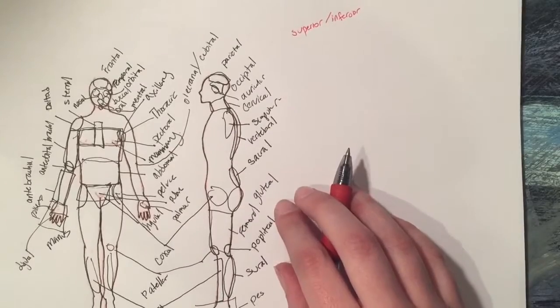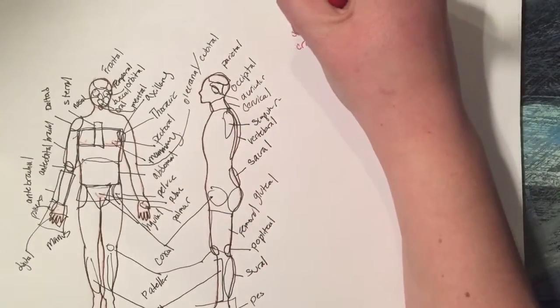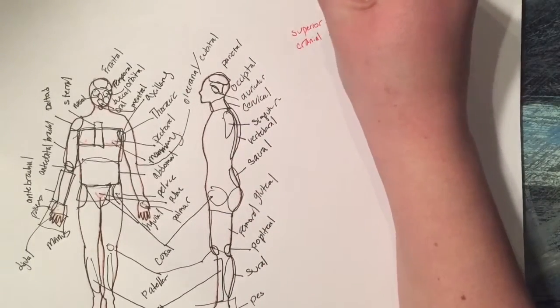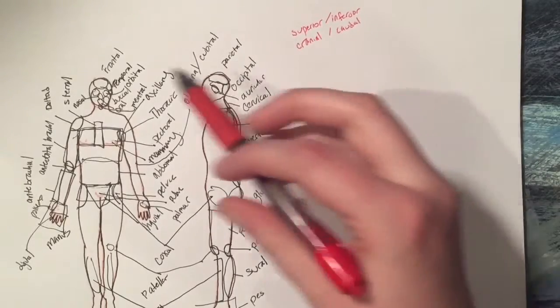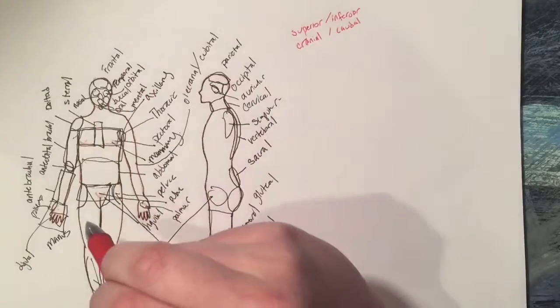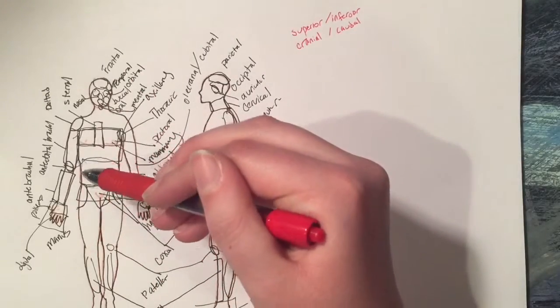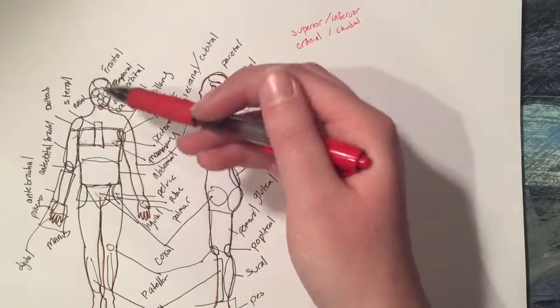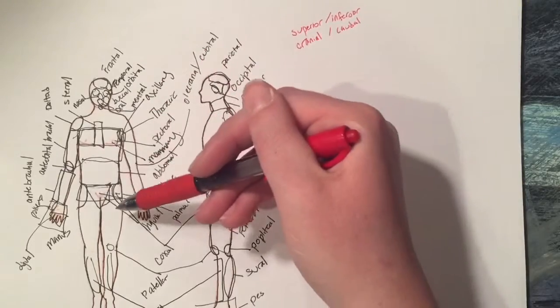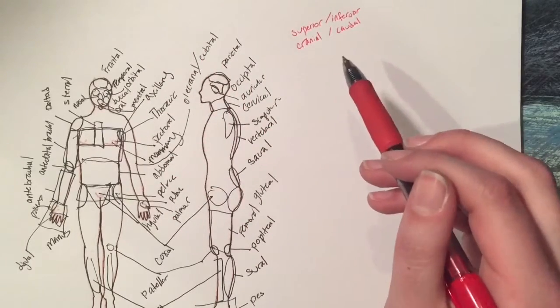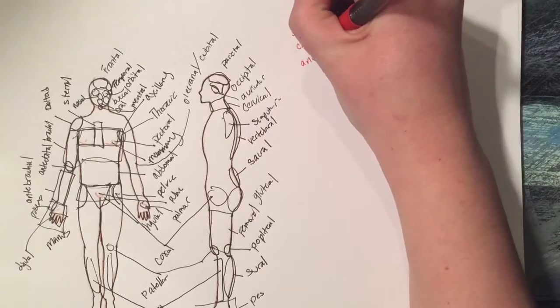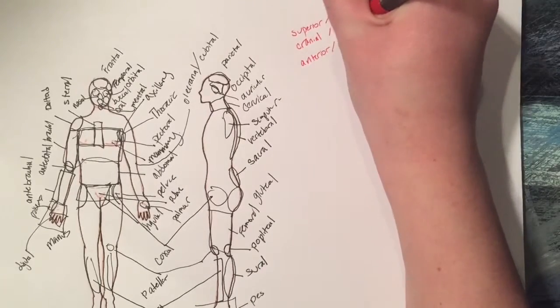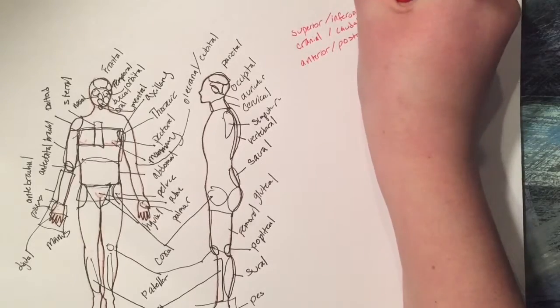So you have cranial and caudal. So cranial, cranium, head; caudal, tail. So you would just describe cranial as towards the head, or caudal towards the tail. It's very similar to superior and inferior. Then you have anterior and posterior, which is kind of front and back.